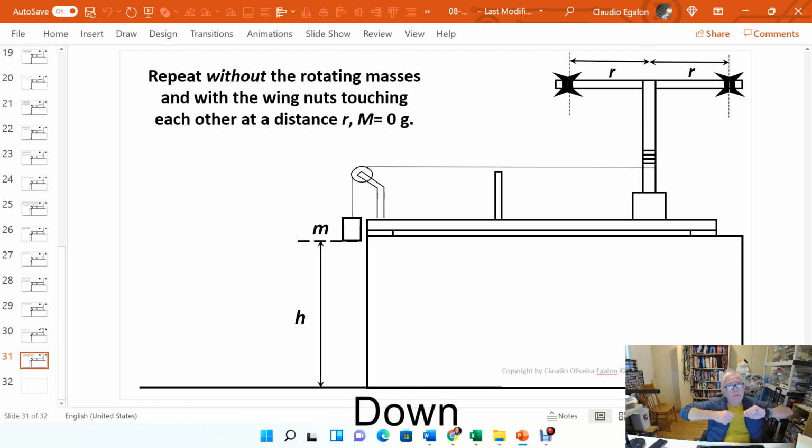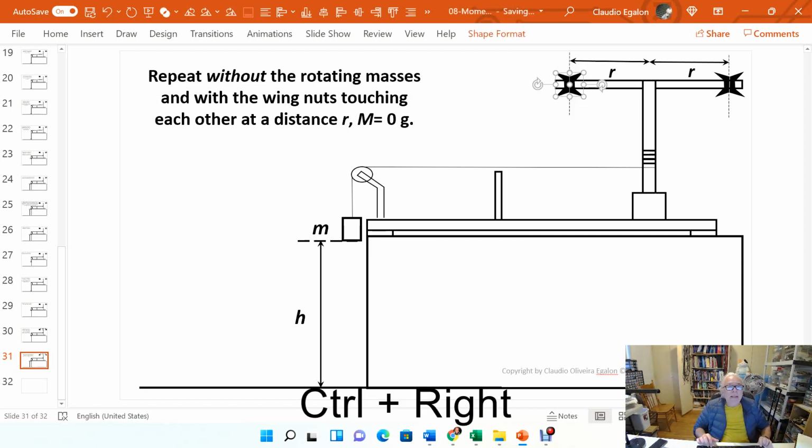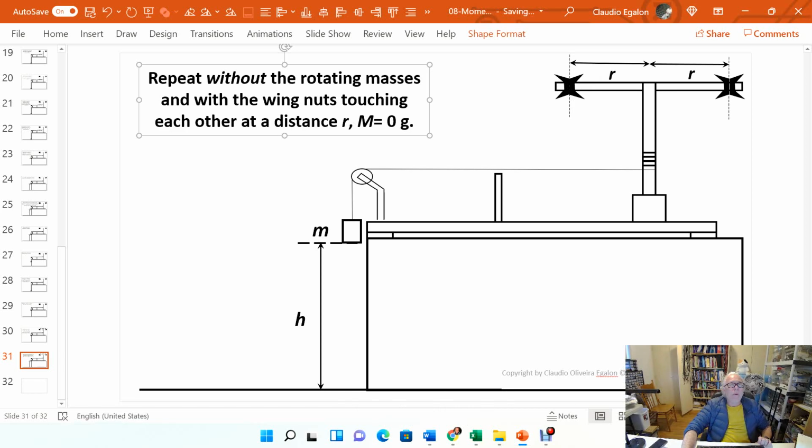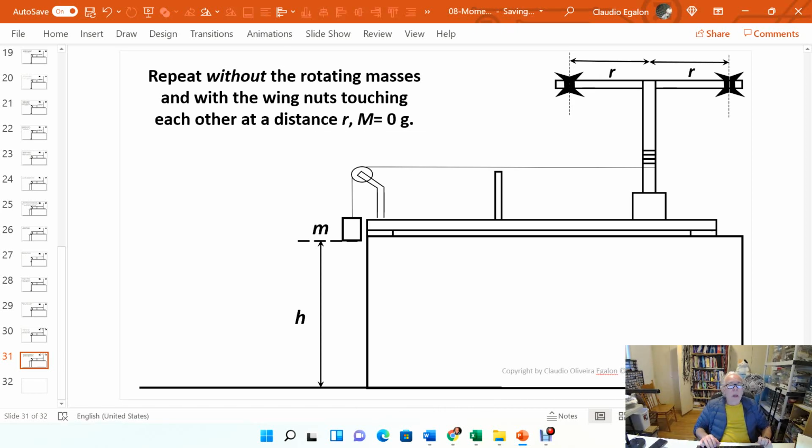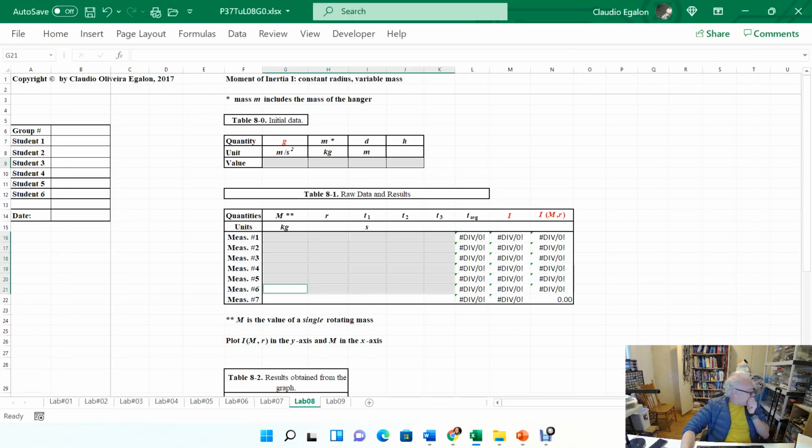You are going to get the 2 wing nuts together. Make sure the point of contact of the wing nuts are at the same distance that the other masses are, right? And you repeat the experiment. That's what the last one is all about.